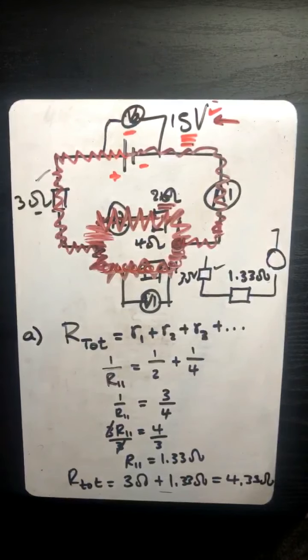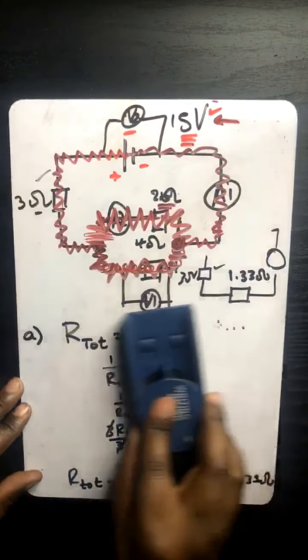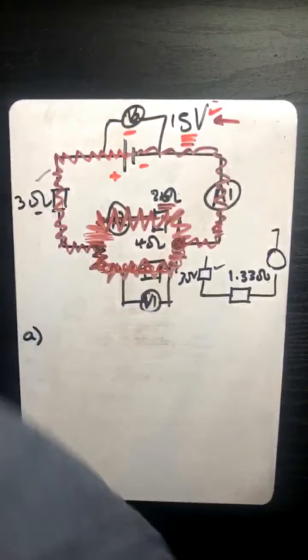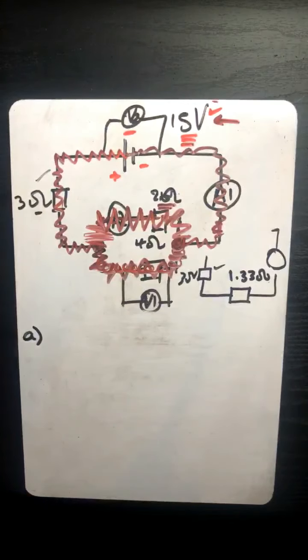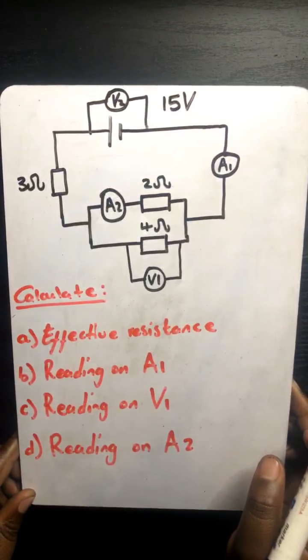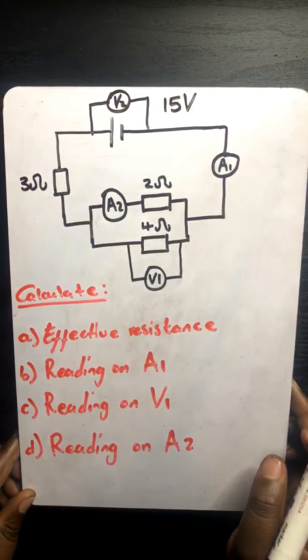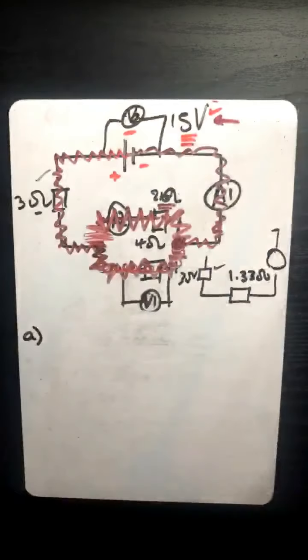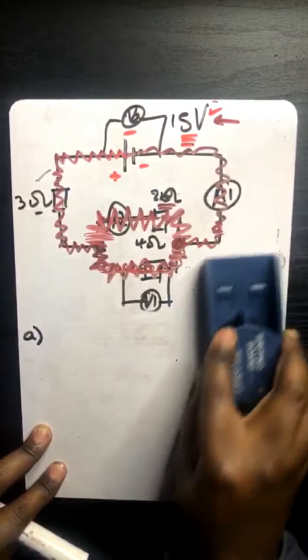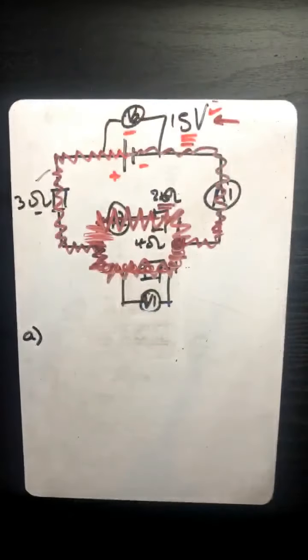So let's now move on to the next question. The truth is, if the question says calculate the effective resistance, they are simply asking for the total resistance. That's what is meant by the effective resistance. So now let's try to calculate the reading on A1. When the question says calculate the reading on A1, what exactly do you guys think they want you to calculate?